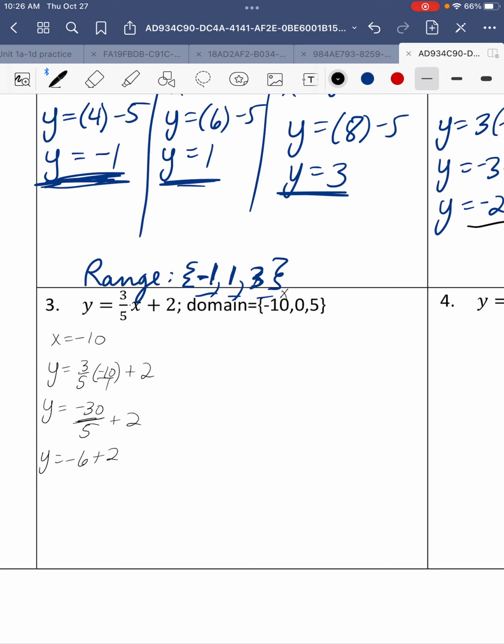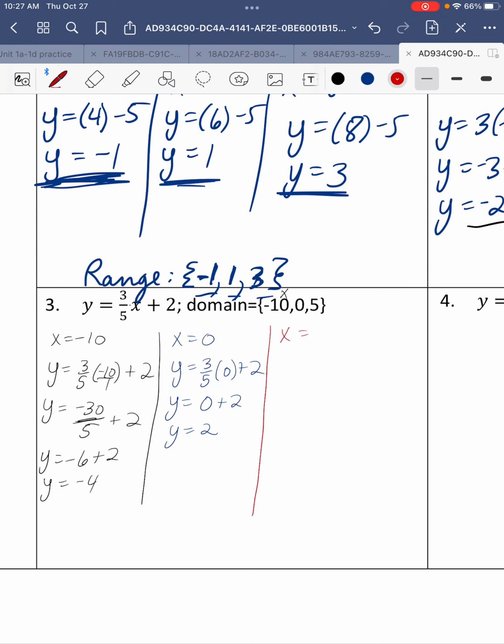Negative 30 divided by 5 is negative 6. And negative 6 plus 2 is negative 4. Now let's do our next, when the domain is 0. What is our y value, our range, going to be when our domain is 0? 3/5 times 0, anything times 0 is 0, plus 2 is 2.